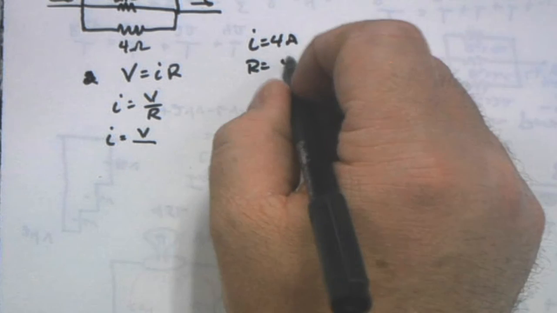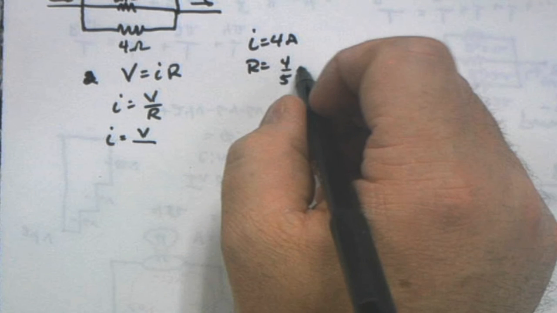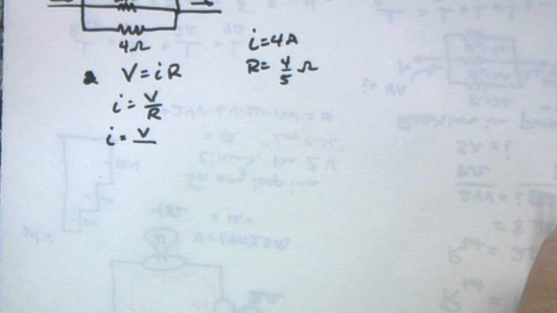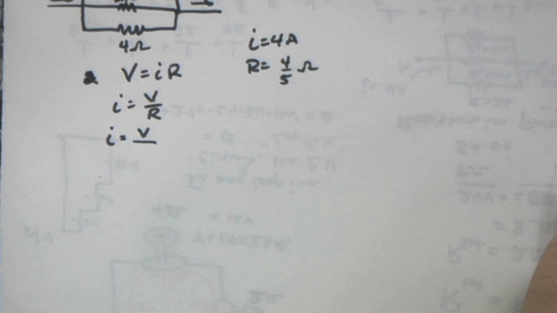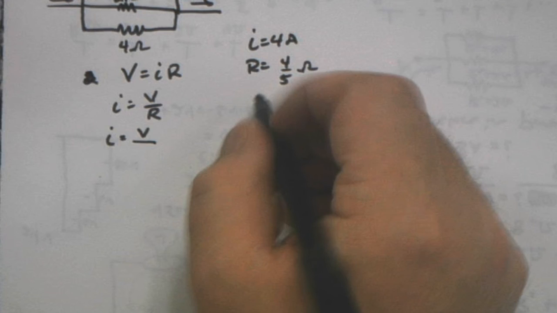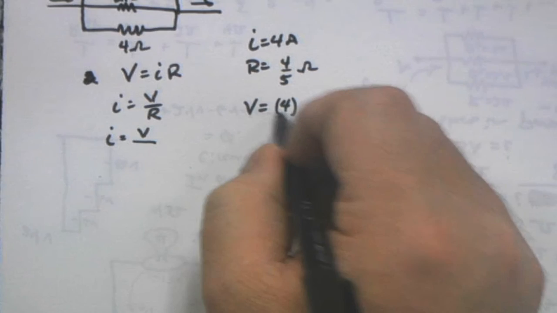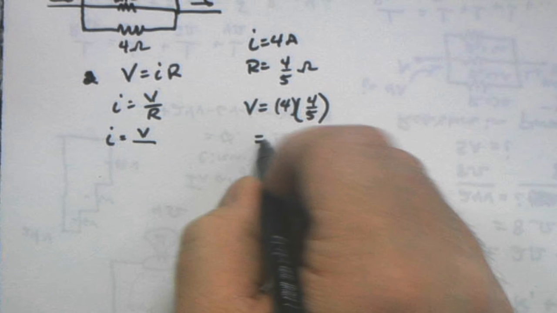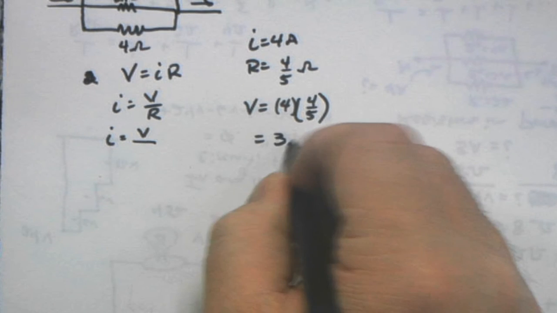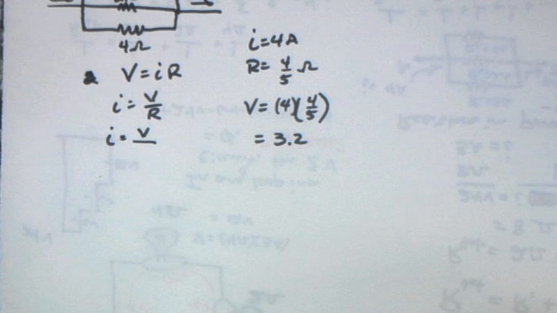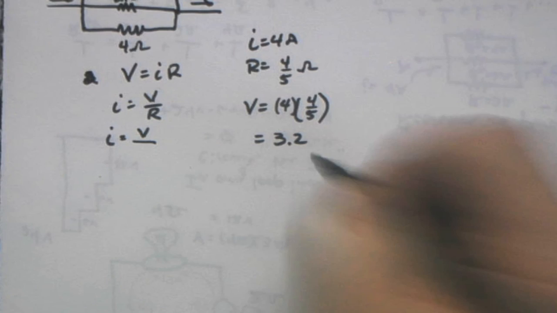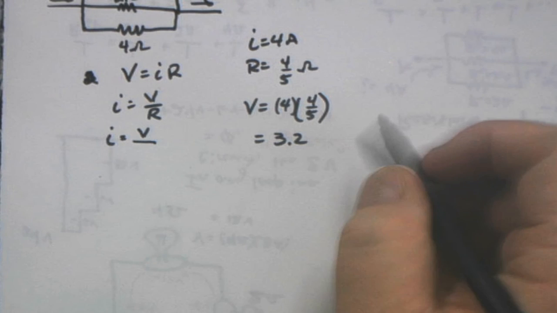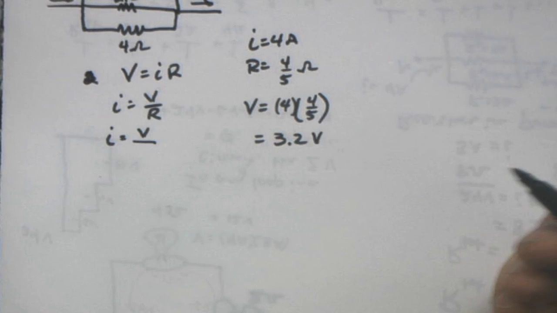Here's our current. Our total resistance through the whole thing is 4/5, right? So the total voltage is going to equal 4 times 4/5, which is going to equal 3.2. Trust me. 3.2 volts for the whole thing.